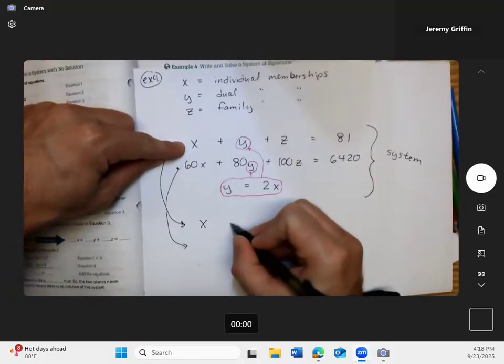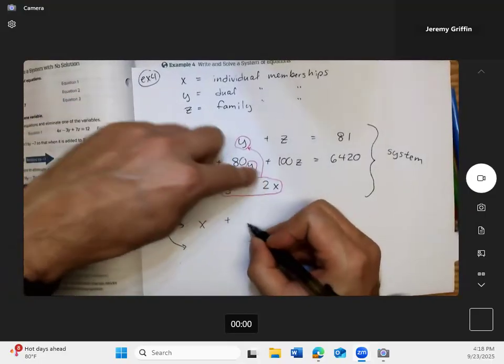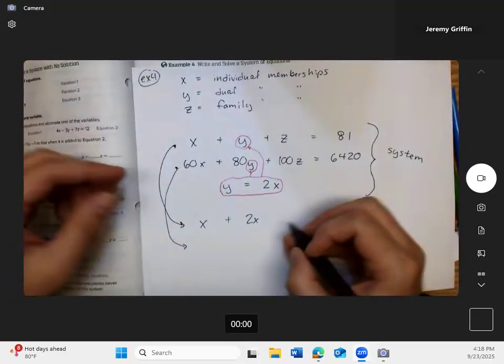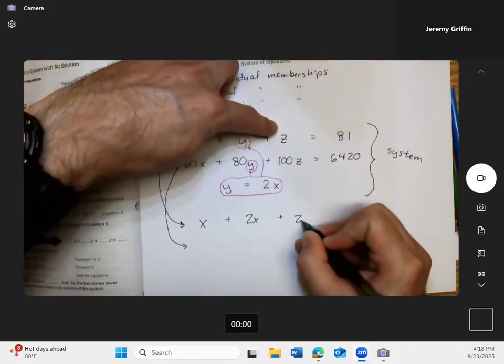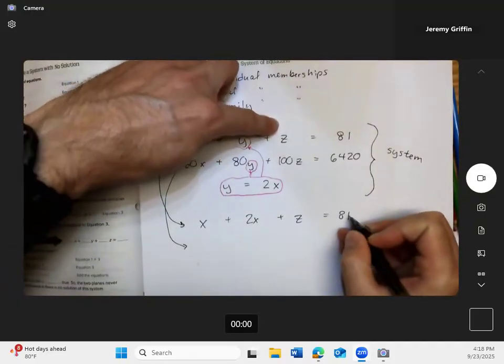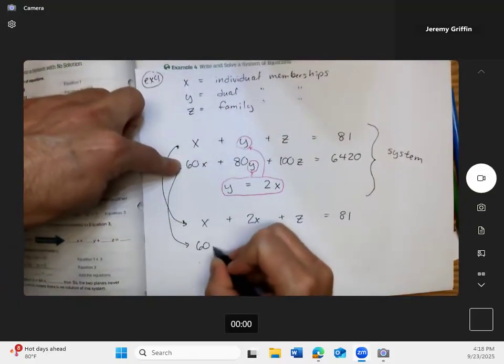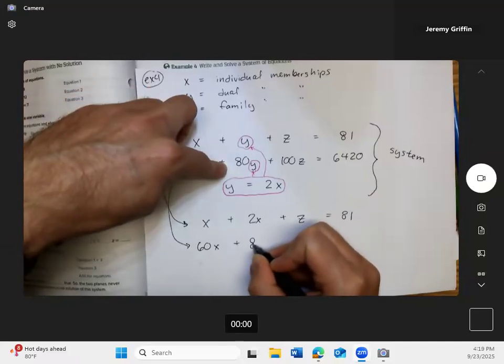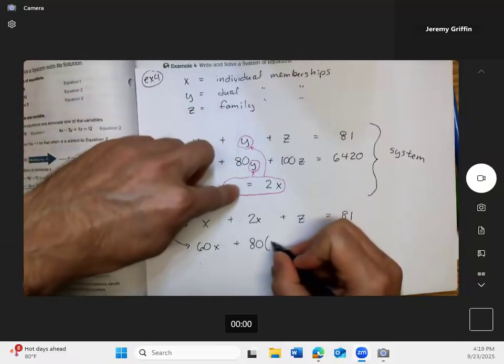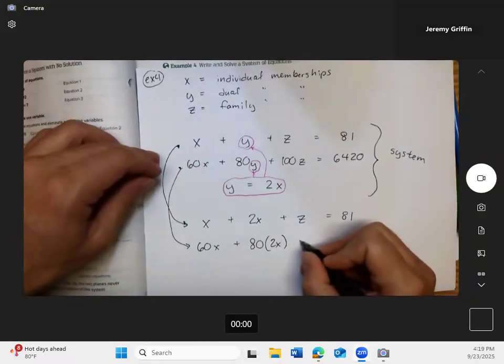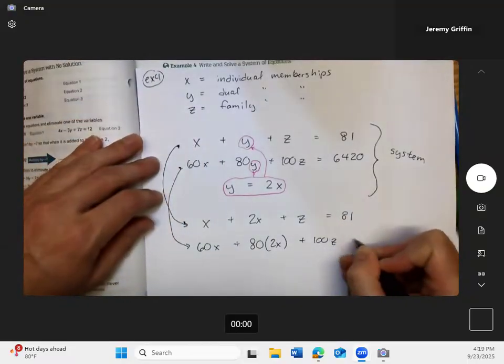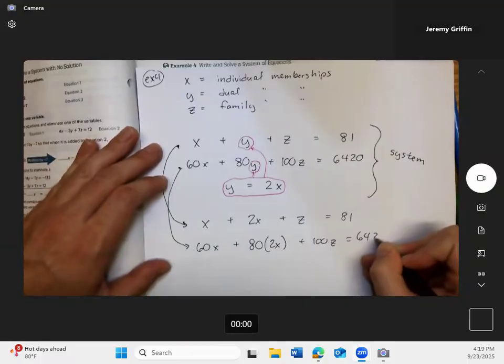So we got x plus, now I'm not going to write y, I'm going to write 2x because that is y. So I know that. And then plus z is 81. Right, and then from this one, I got 60x plus 80, but I'm not going to write y, I'm going to write 2x because that is y. And then plus 100z, this comes out to 6420.